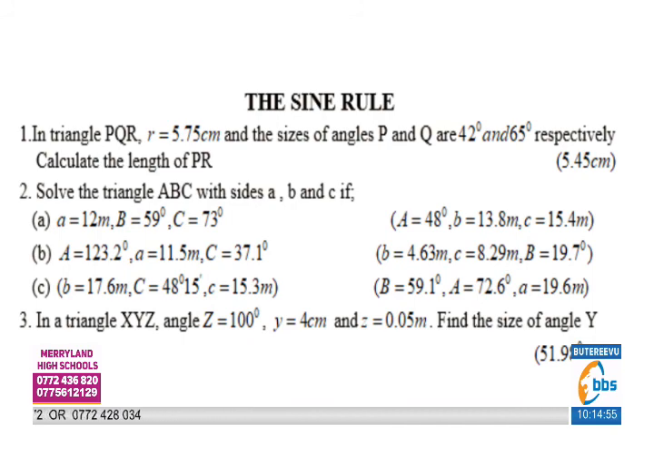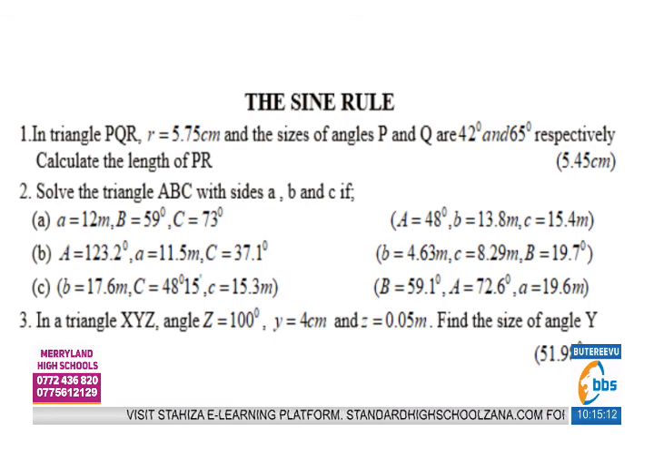Now if you look at number 1, they are saying, in a triangle PQR, we have r as 5.75, and the sizes of angles P and Q are 30 degrees and 65 degrees respectively. They're saying calculate the length of PR, and you are given the answer there.